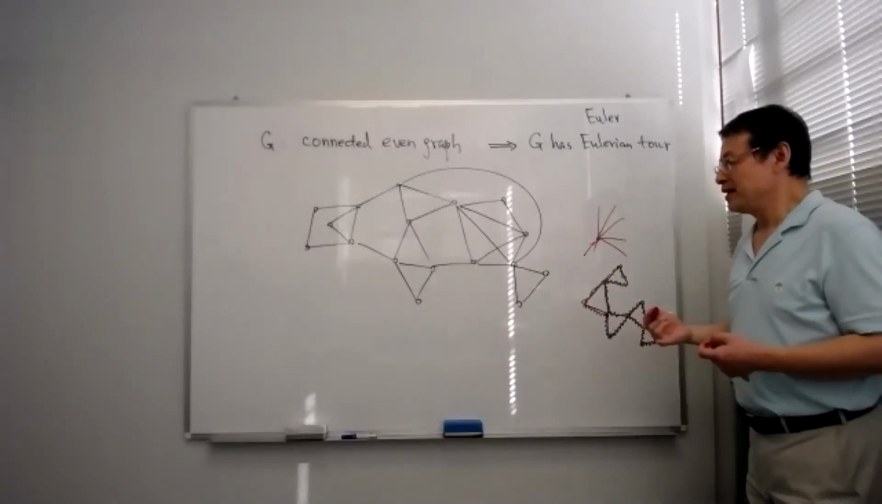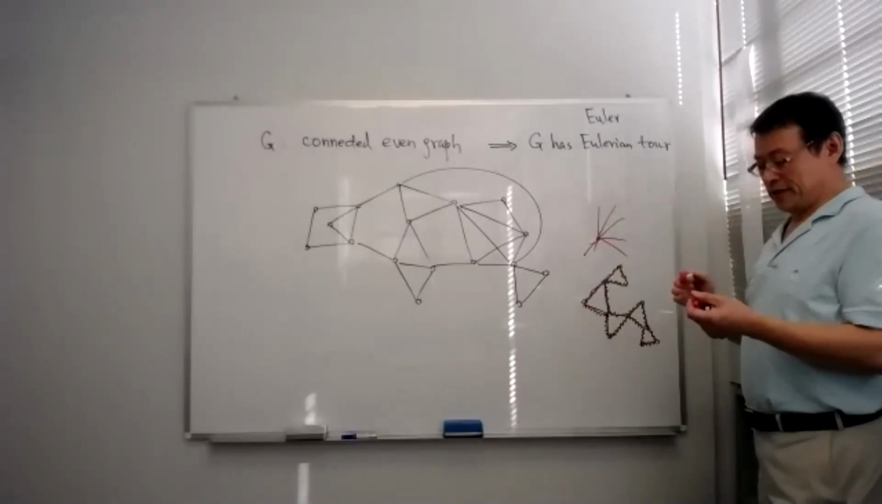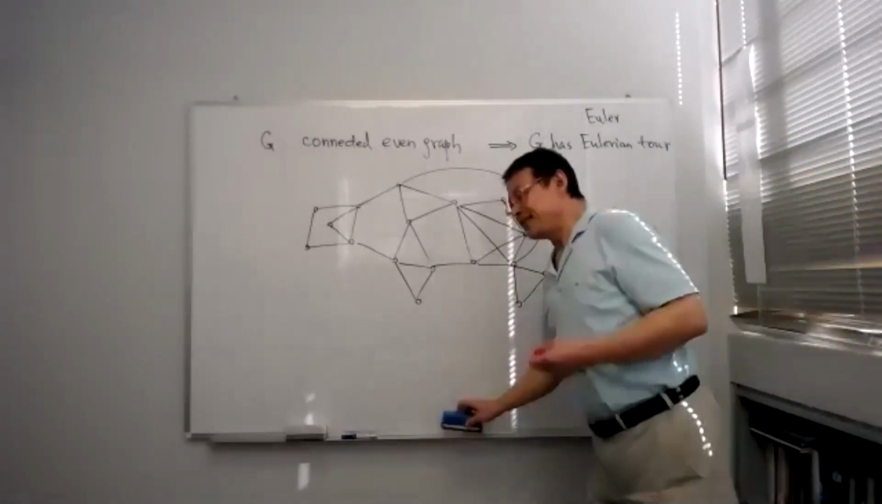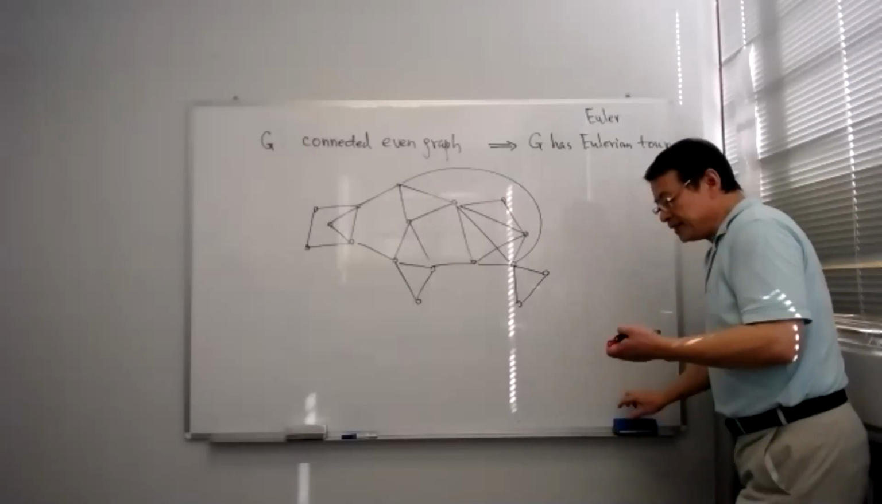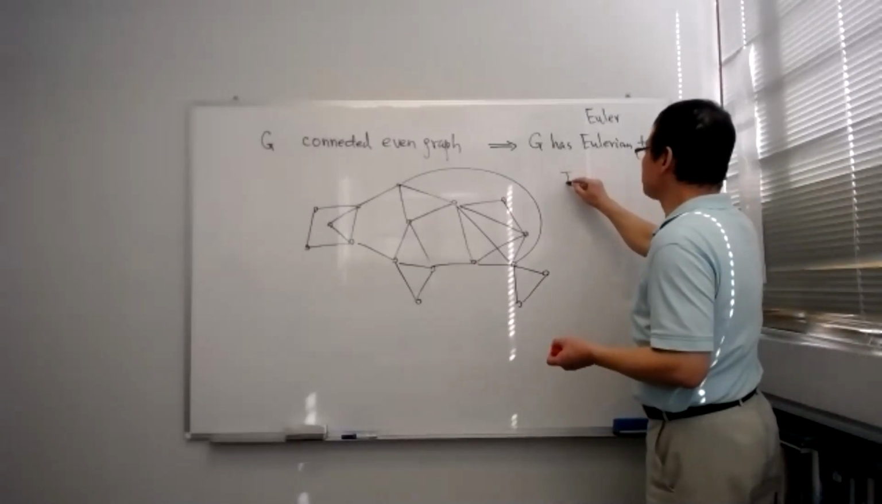All right. So how can we construct an Euler tour? The idea again is to use induction. So we use induction on the number of edges.